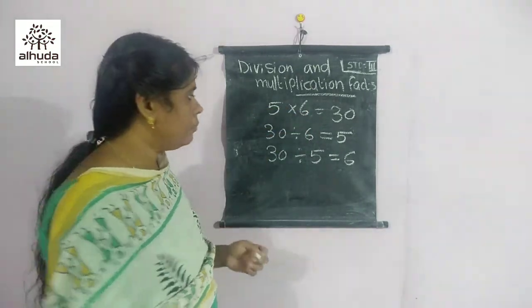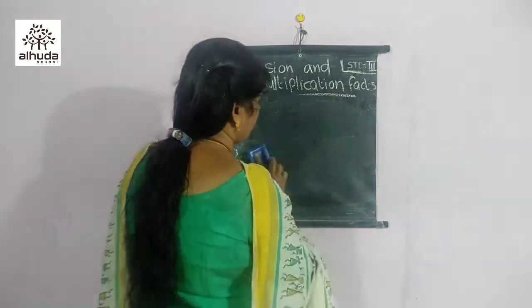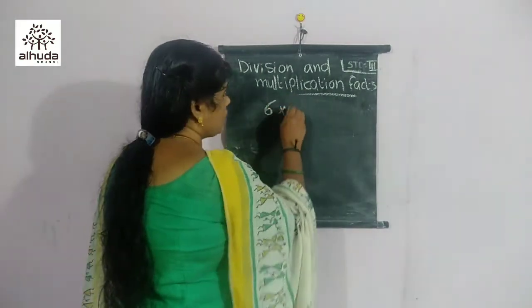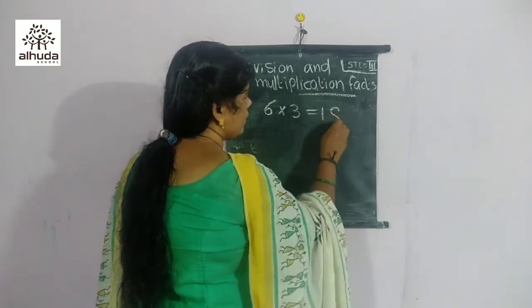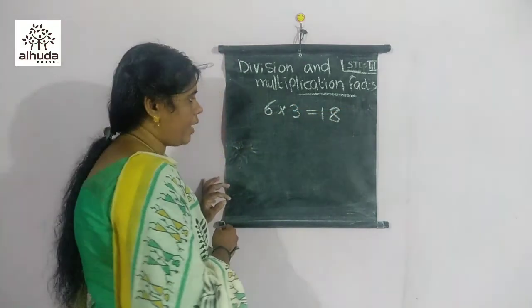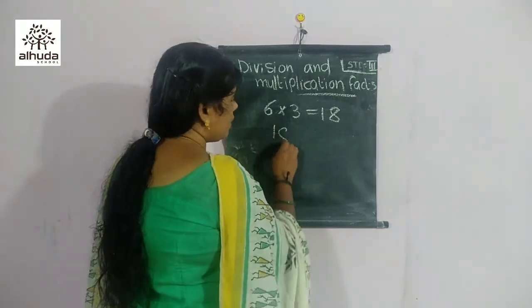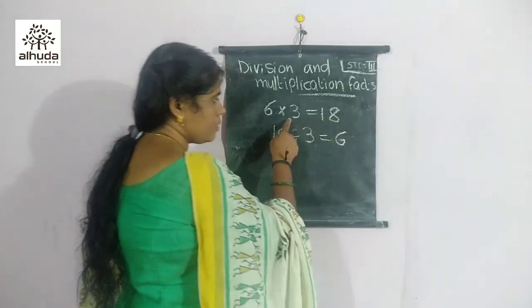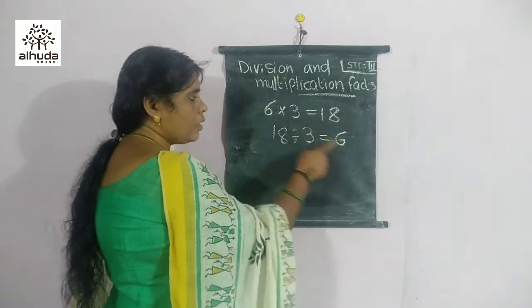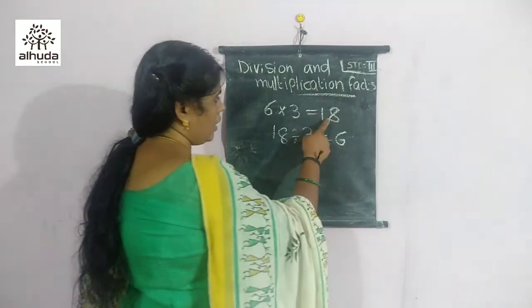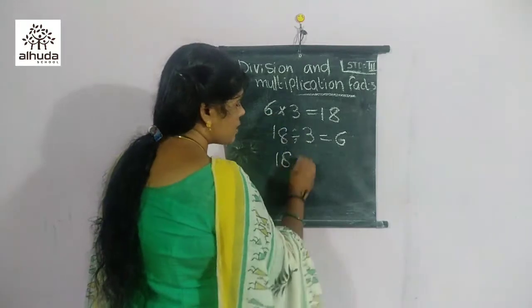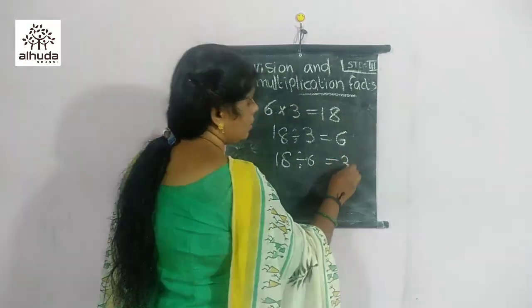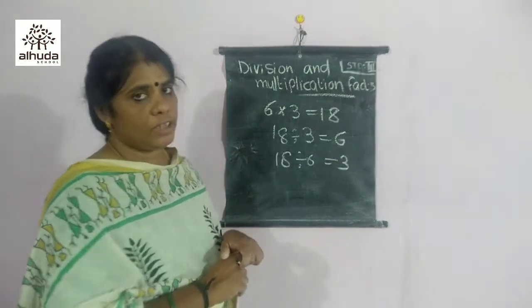Another example. 6 threes are 18. How do we write the division facts? That is 18 divided by 3 is equal to what? 6. 3 here came, so write 6 as quotient. Then 18 divided by 6, the other number will come, that is 3. This way we can write the division facts.